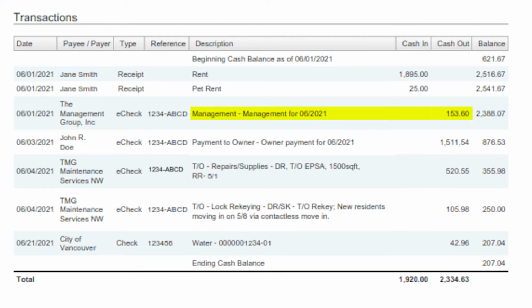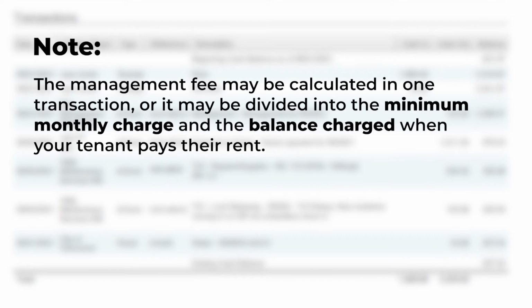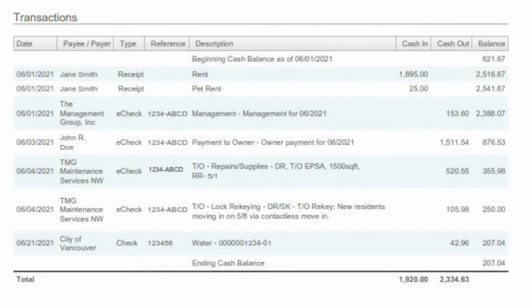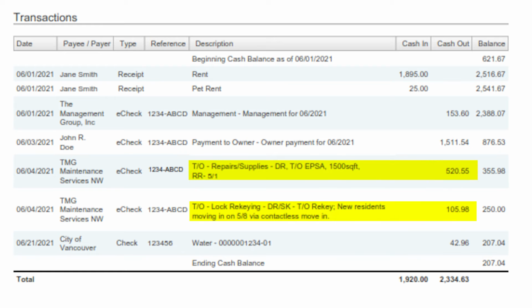The management fee may be calculated in one transaction, or it may be divided into the minimum monthly charge and the balance charged when your tenant pays their rent. This would happen when a tenant pays rent later than normal. The minimum management fee is stated in your management agreement. When a tenant moves out, you will be able to see all the detail of turnover costs and the refund of the security deposit to the tenant.